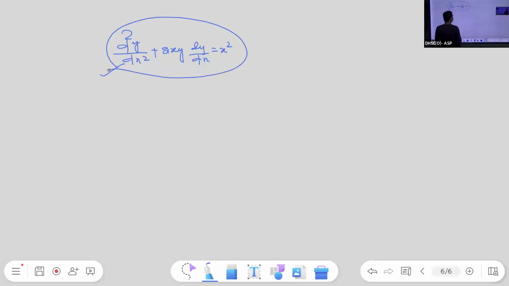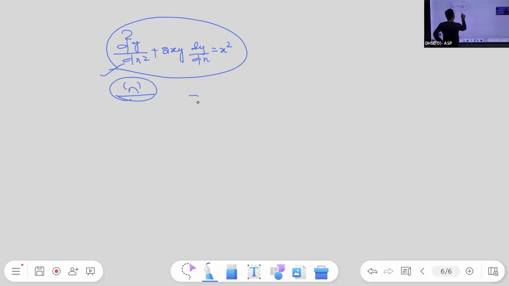Suppose the equation is d square y upon dx square plus 2xy into dy upon dx is equal to x square. Then the order of the differential equation is 2. If the equation is given, it is very easy to find its order. But if the solution of the equation is given, then how will we find the order? If the solution of a differential equation contains n distinct arbitrary constants, then the order of the differential equation is n.